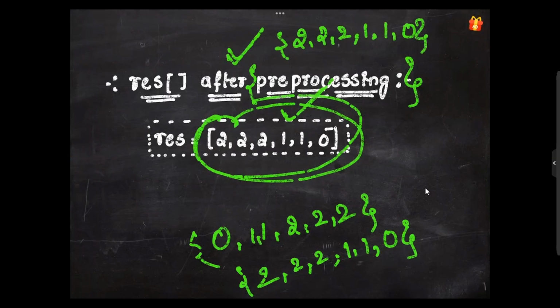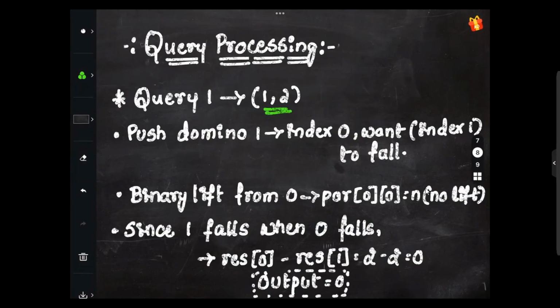I hope the pre-processing part is completely clear. We are done with this pre-processing. Pre-processing itself is somewhat difficult, you can say. It's not difficult, but basically we have discussed all the iterations, so it was somewhat lengthier, that's it. So now query processing is easy, right?